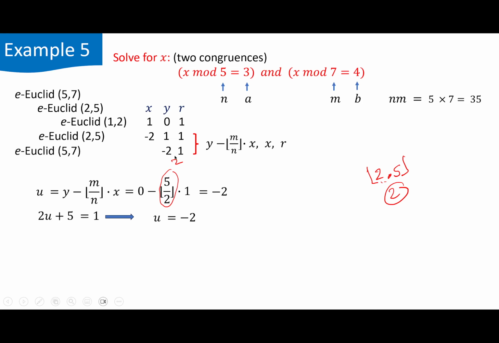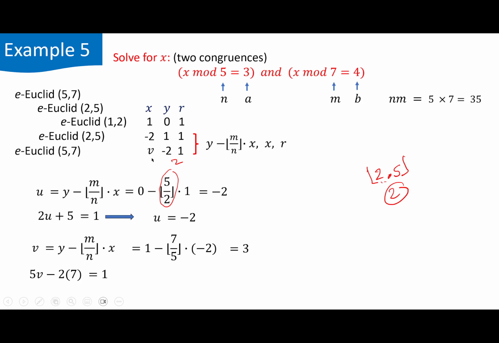So again, minus 2 comes to here, 1 comes to here. Now you need to get this number here, so call it v. We can apply the same formula now. V is y minus floor of m divided by n times x. Okay, y is 1, see, y is 1, minus 7 divided by 5 is 1 point something. The floor function is 1. So now minus 1 times minus 2, it gives you 3.